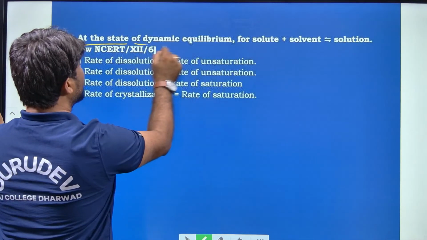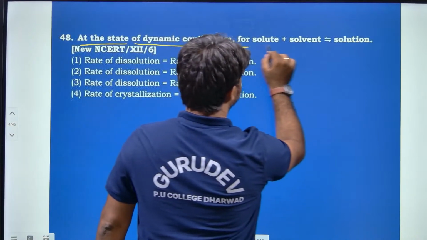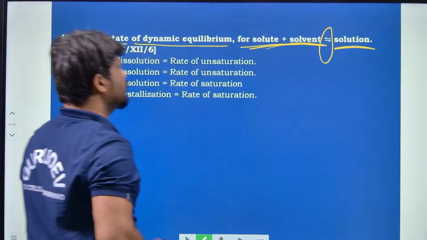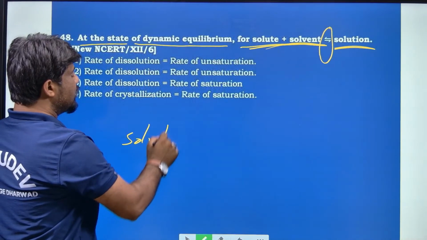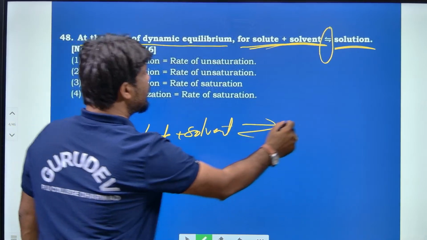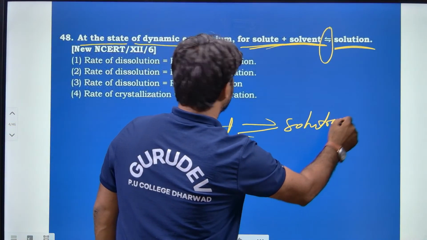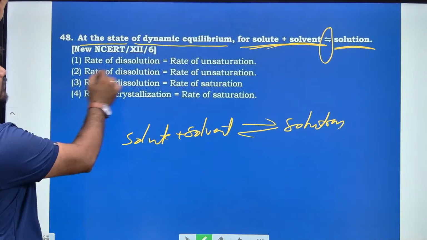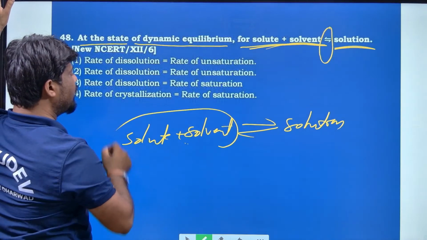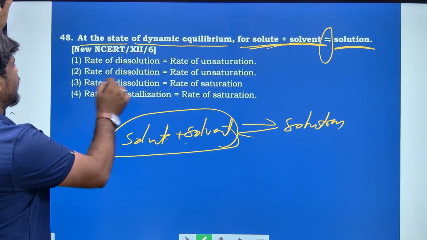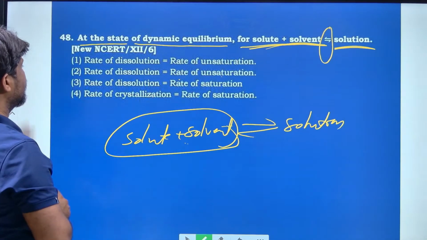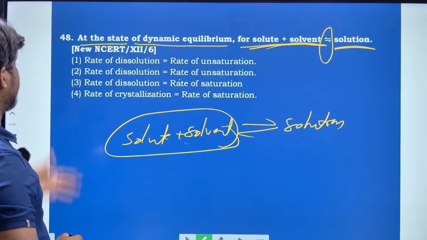At the state of dynamic equilibrium, the solute and solvent are in equilibrium with the solution. So when the solute and solvent are in equilibrium with the solution, what does this concept relate to? The rate of dissolution is equal to the rate of saturation? No, it is not dissolution. The rate of dissolution is equal to the rate of unsaturation. Yes, here both answers are the same.